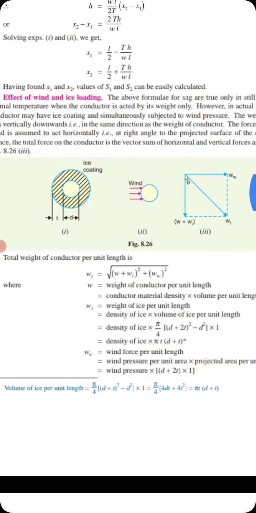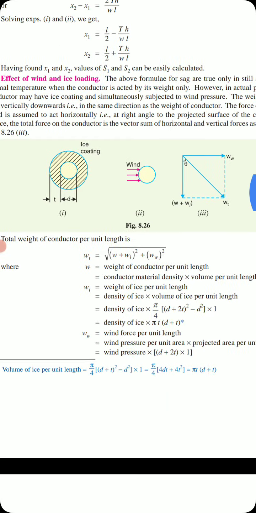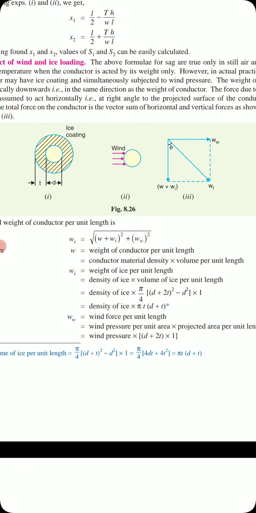So we can give the total weight of the conductor wt equal to the square root of (w plus wi) square plus ww square, which gives the total or effective weight of the conductor. Ice weight is given by the density of ice into the volume of ice per unit length, density of ice into pi by 4 into (d plus 2t) square minus d square into 1, for the 1 unit meter length. So density of the ice into pi t into (d plus t) after simplification.